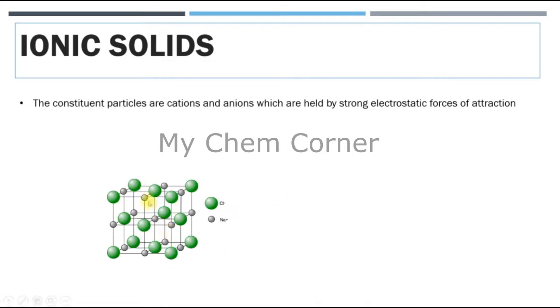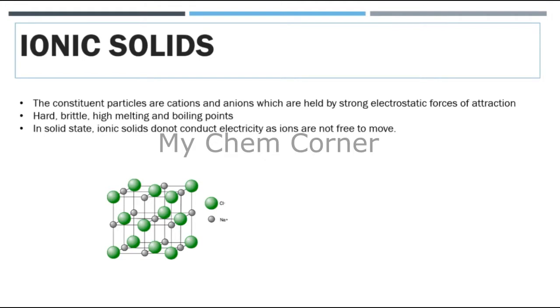Now what are these spheres here? The bigger green spheres that you see are chloride ions and the smaller spheres that you see are sodium ions. These are the constituent particles of an ionic solid, and how are they held? They are held by strong electrostatic force of attraction. Because the bonding is really strong, they are hard, they are brittle, and they have high melting and boiling points. It's not really easy to get a melting or a boiling point at a low temperature for an ionic solid. You need to heat at a much higher temperature.